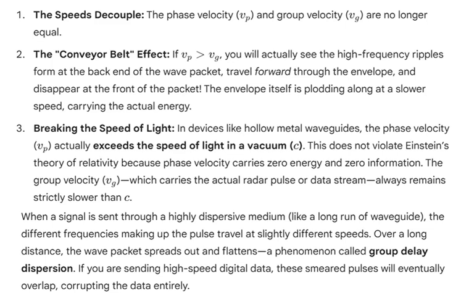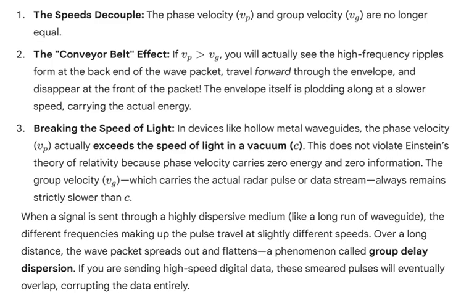The conveyor belt effect. If Vp is greater than Vg, you will actually see the high-frequency ripples form at the back end of the wave packet, travel forward through the envelope, and disappear at the front of the packet. The envelope itself is plodding along at a slower speed, carrying the actual energy.